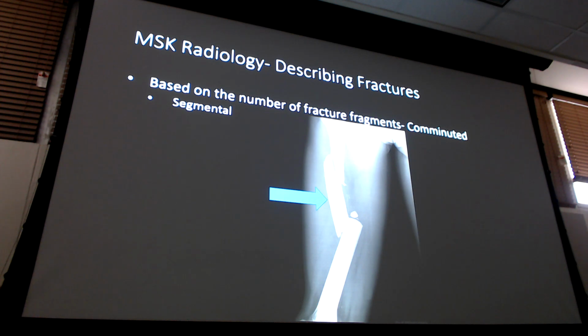With comminuted, are you still on the medial and lateral displacement? We haven't gotten there yet. We will talk about describing the displacement in just a little bit. I like that you're thinking that way. We will get there in just a second.